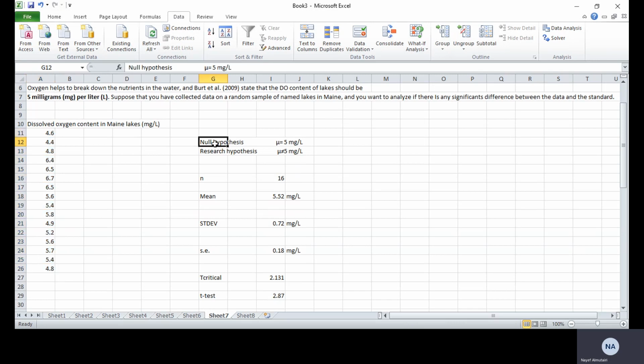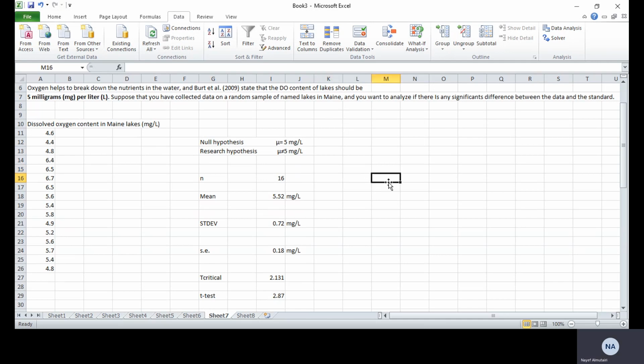First of all, we have to state the null hypothesis that mu, the average of dissolved oxygen data, is equal to 5 milligram per liter. The average is equal to the standard 5 milligram per liter. If the null hypothesis is rejected, then we go for the research hypothesis that mu is not equal to 5 milligram per liter. If it's not equal, we could check if it's greater than or lower than.